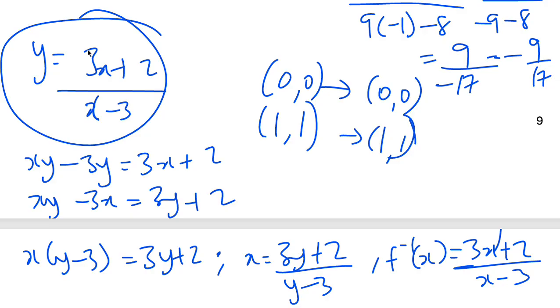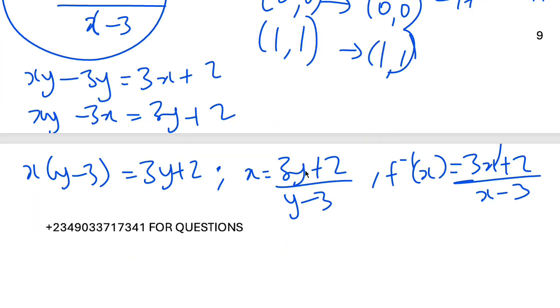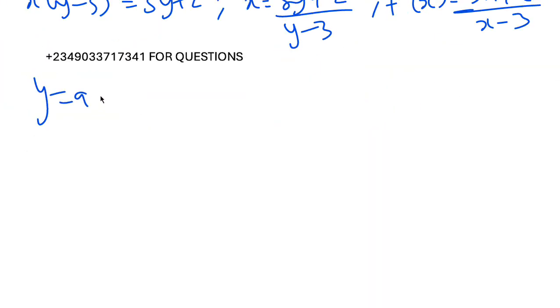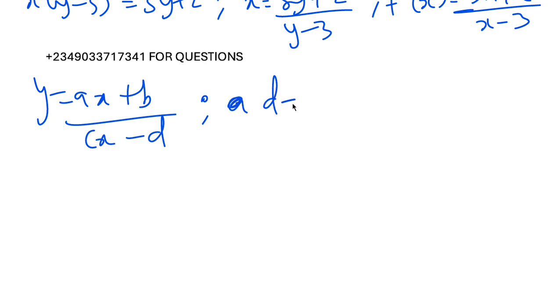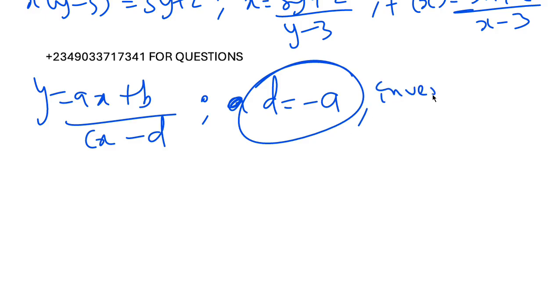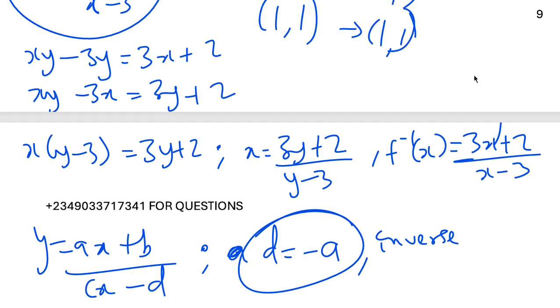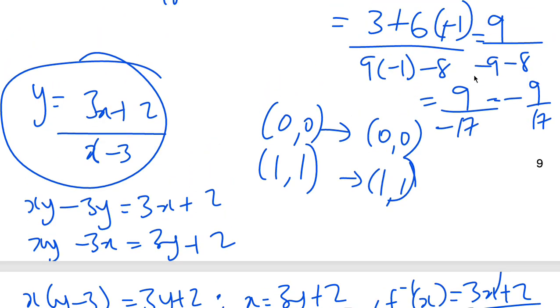And for a rational function, if you have a rational function in the form y equal to (ax + b) over (cx + d), where a, b, c, and d are constants, and d is equal to negative a, right? You would see that the inverse of that function will be equal to the original function, right? Just like we had (3x + 2) over (x - 3).